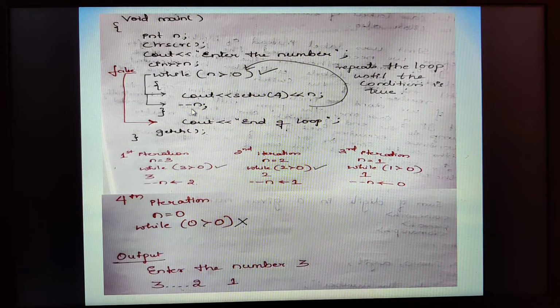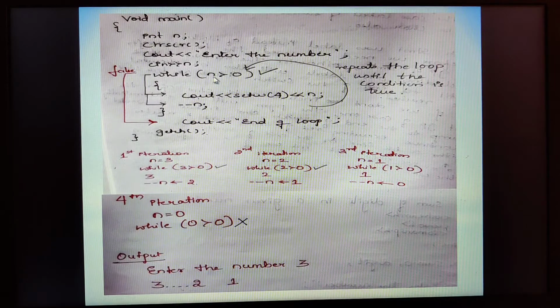Now this value of n becomes 2, children. Therefore, at the second iteration, the condition is true. Again the loop iterates. The control goes back to the while condition. Why is it going back? Because the condition is true here. To check whether this set of statements should execute or not, it should check until the condition is true, children. Therefore, it is checking whether 2 is greater than 0. Here also the condition is satisfied.